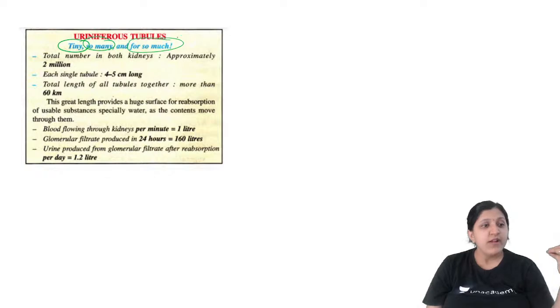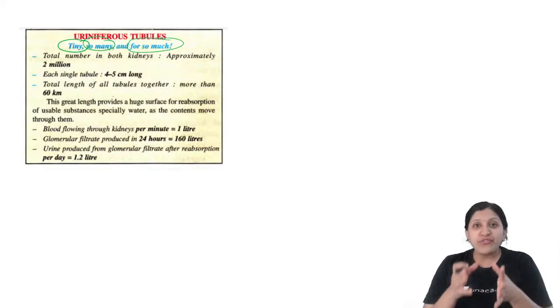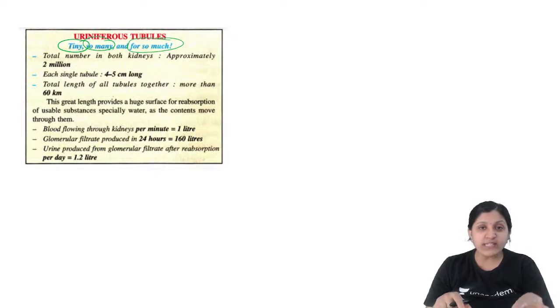All the waste which is not required by your body has to be removed. What will happen if it remains? It is very toxic, so that is why it has to be removed. This tiny structure is removing all the unwanted things. If it remains in your body, it can be highly toxic, and it can even lead to the death of an individual. These tiny structures are the functional units of the kidney. They are doing so much for us, removing all the toxic materials from our body.